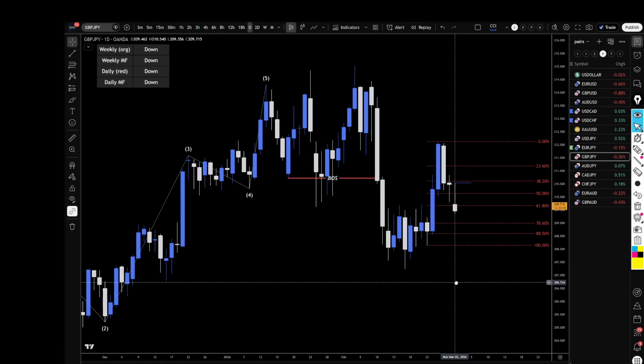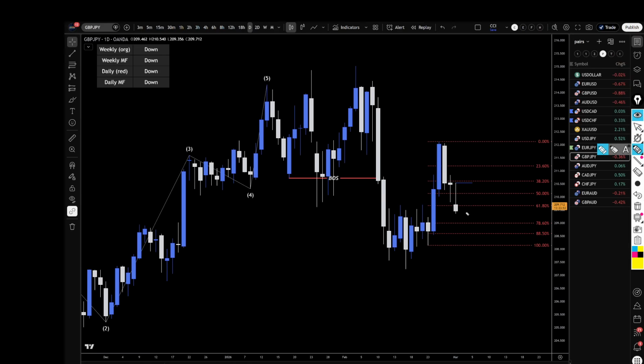Moving on to the pound yen. The pound yen is a little different. The pound is a little bit on the weaker side right now. We have our Fibonacci retracement from here to here. If it engulfs to the upside at a Fibonacci level, then we'll stop looking for shorts. But right now, the pound yen is telling us to look for shorts.